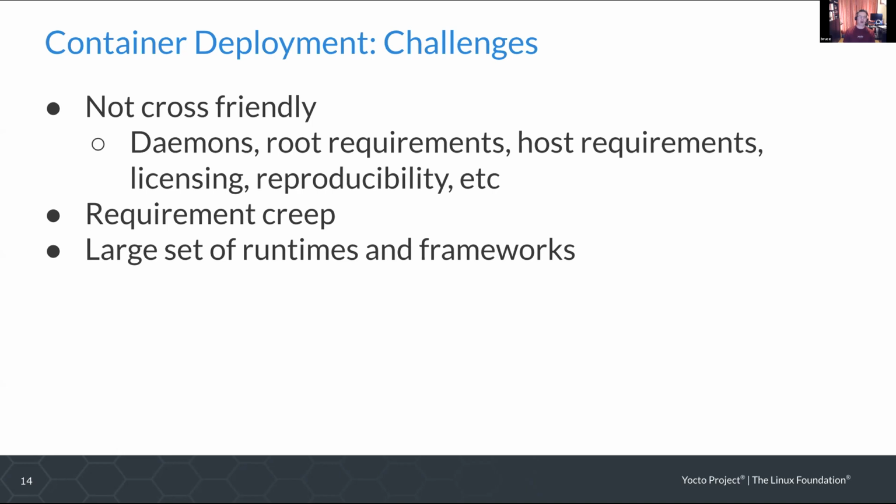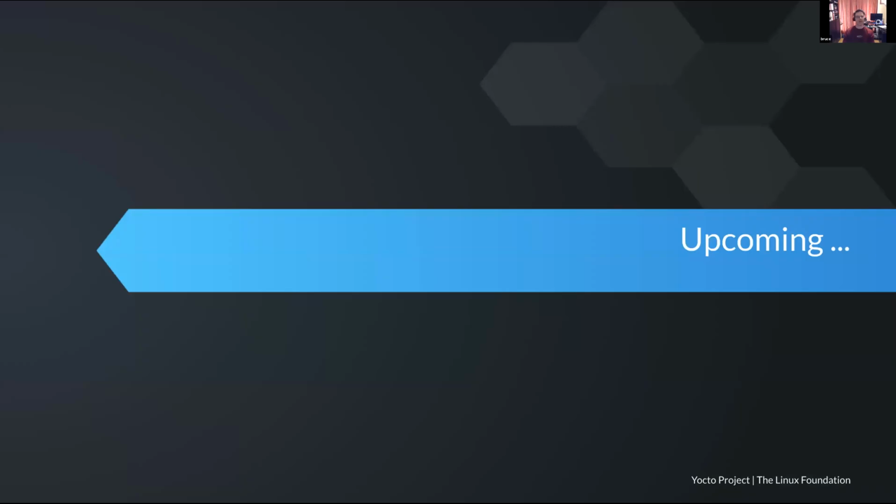They're not really cross-friendly. And a lot of the tools that manipulate container images do everything from file system creation to partitioning. It's really easy to get into requirement creep. They all want to fetch and build using a different process. Well, we have OpenEmbedded in Yocto to do our build. We want to use that. I don't want it to pull from somewhere else and build a container. And of course, the large set of runtimes and frameworks is a challenge.